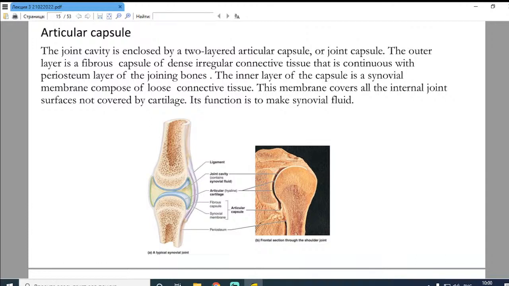This membrane covers all the internal joint surfaces not covered by cartilage. Its function is to make synovial fluid. This is the capsule, the articular capsule. It is the structure of a typical synovial joint.